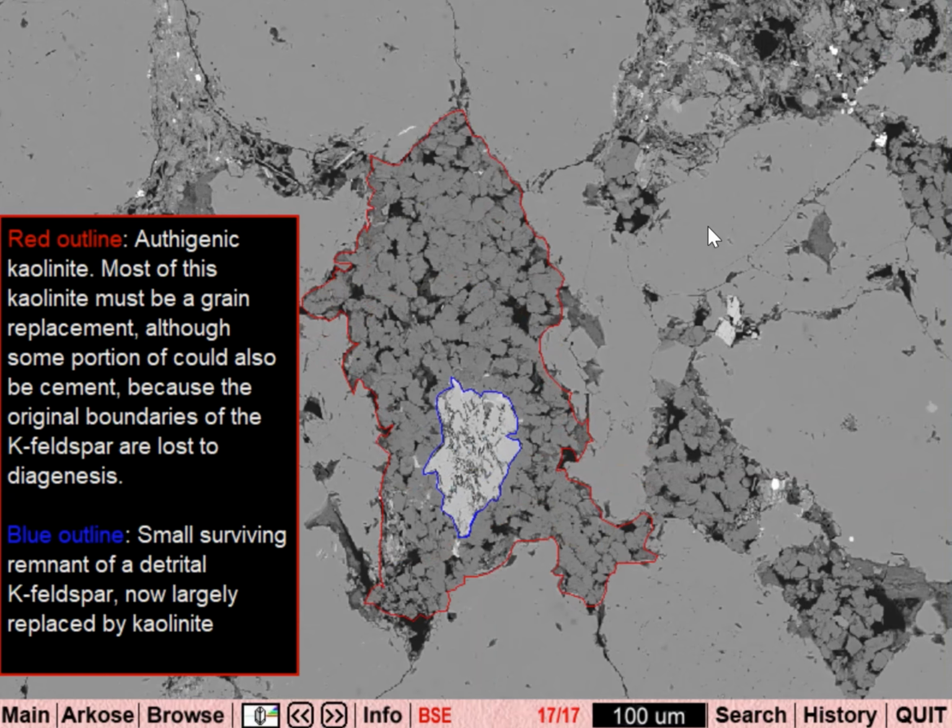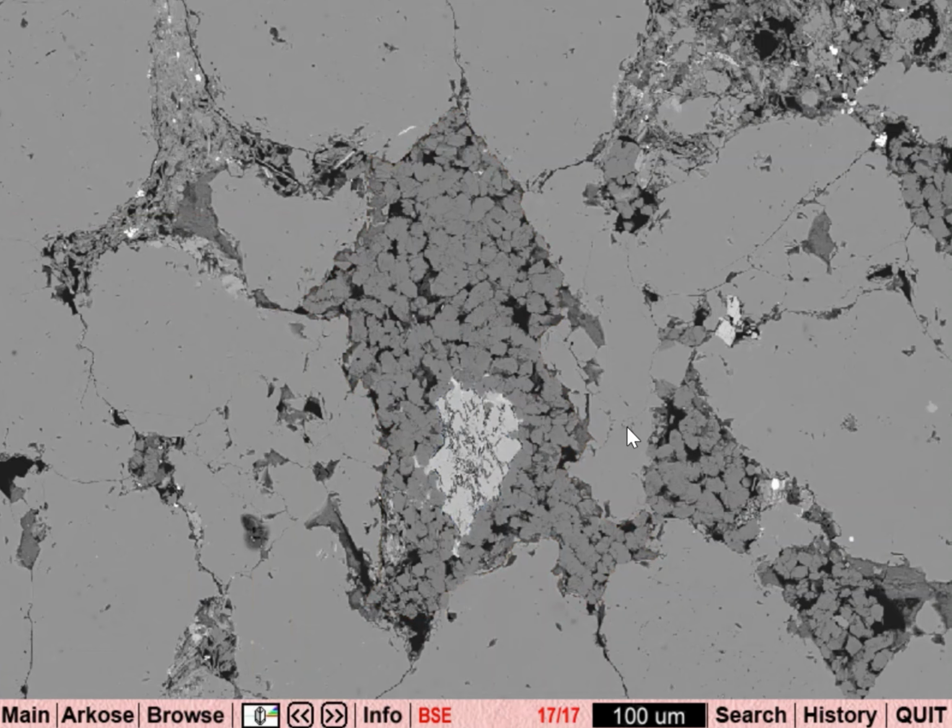This is a backscattered electron image just showing how the kaolinite fills in and leaves behind a small remnant of potassium feldspar. All right, hopefully you have enjoyed seeing these mineral reactions that we'll continue to talk about.